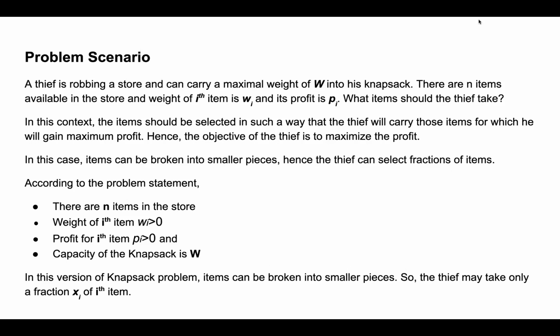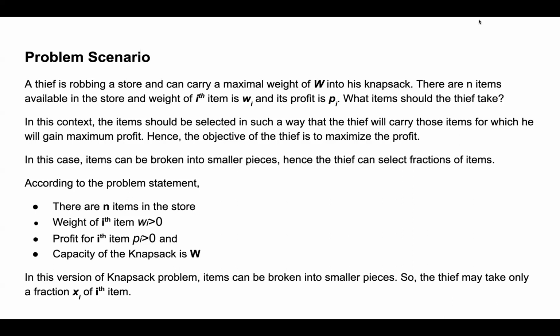Then, in this context, the items should be selected in such a way that the thief will carry those items for which he will gain maximum profit. Okay, such items should be there from which that thief will get the maximum profit. Hence the objective of the thief is to maximize the profit. Okay, maximizing the profit.